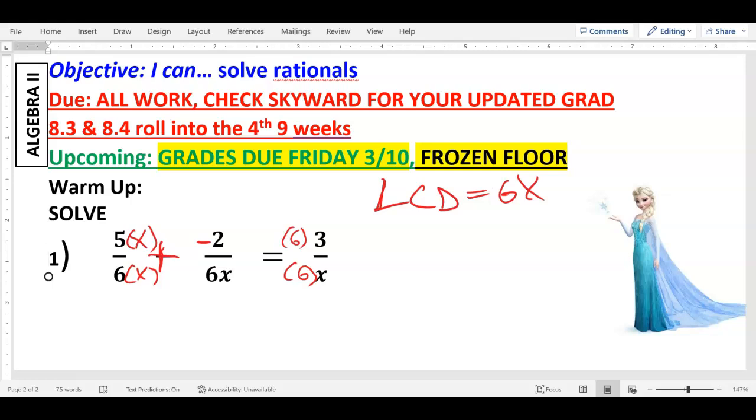Okay, almost done. When 6x is on the bottom all the way across, you can scratch them out, right? Remember that from yesterday? If the bottoms are all the same, remove them. Bring everything else down. 5x, 5 times x is 5x. The minus 2 comes down, equals, and then 6 times 3.